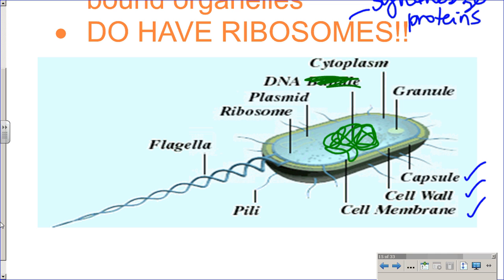Ignore the granule. Oh, this is our DNA. It's a little bundle of chromatin, which is not in a double helix form. It's just kind of floating around.